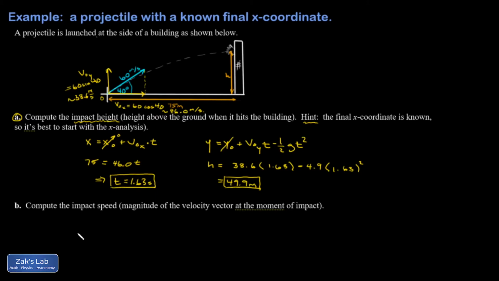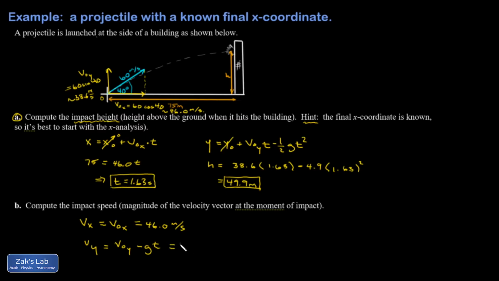All right, then we get into the next part, the impact speed. So there's some stuff we don't know here. We don't know if the projectile is still going up or if it's already on its way down. And that will become apparent when we start to look at the final velocity components. Let's look at the x part first. The x velocity never changes because there's no acceleration in the x direction. So the final x velocity is going to be 46.0 meters per second. The y velocity, it does change because there's an acceleration of negative g vertically.